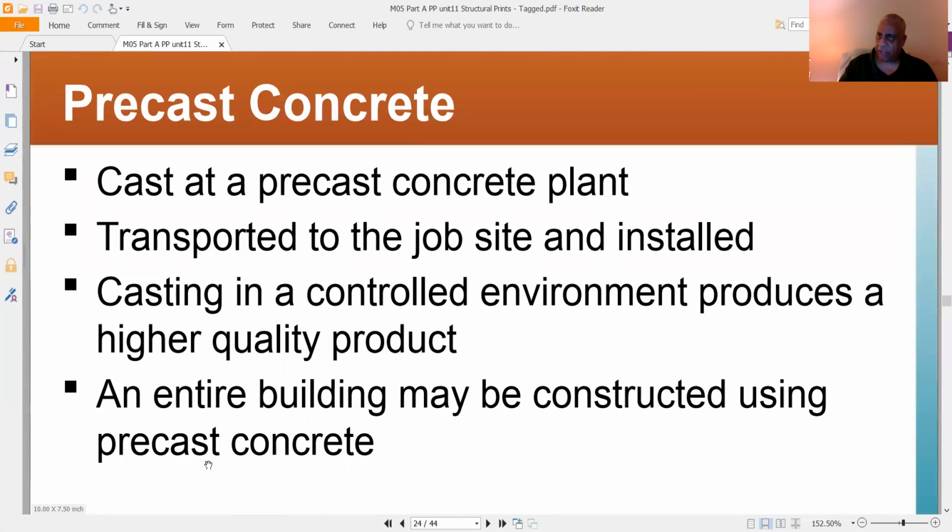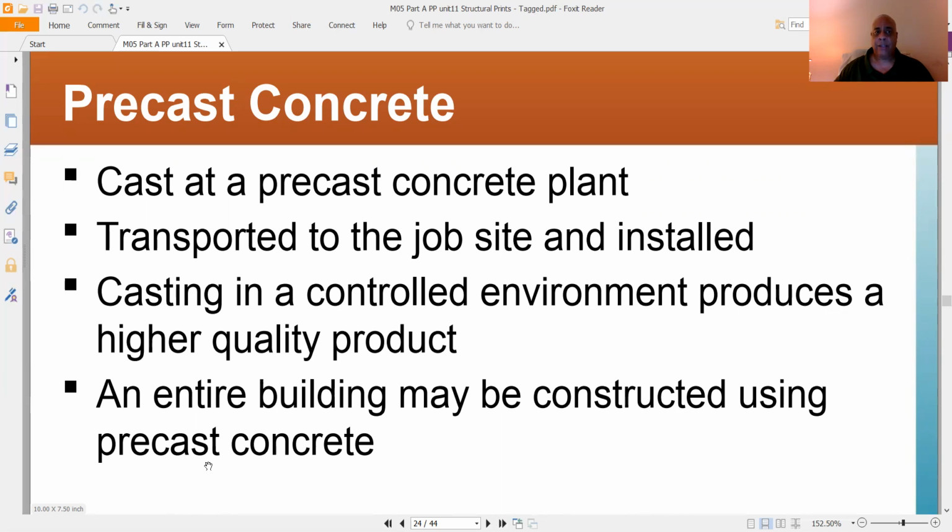Now let's go to precast concrete. Again, it's concrete basically cast at the plants. You have your RCP, which is your reinforced concrete pipe. You have your box culverts. They're also made at the plants. Basically, your box culverts are what we call pre-stressed. You have your cable, pull everything together, and you seal them up. Usually, precast concrete is transported to the job site and installed.